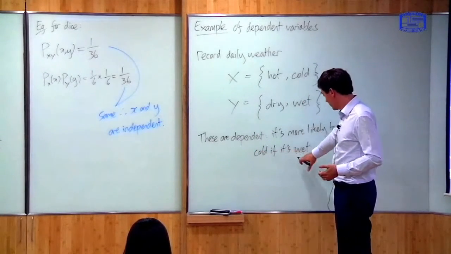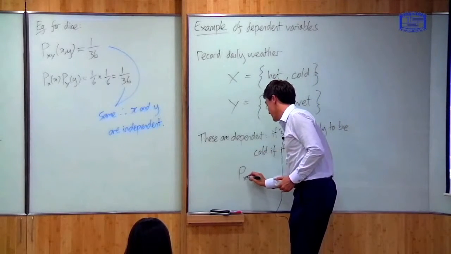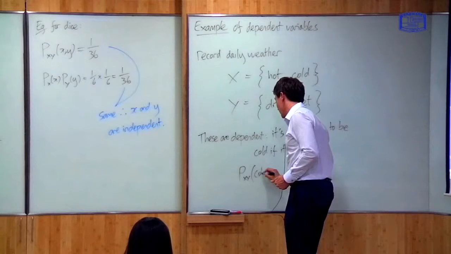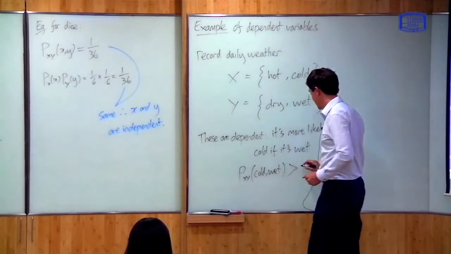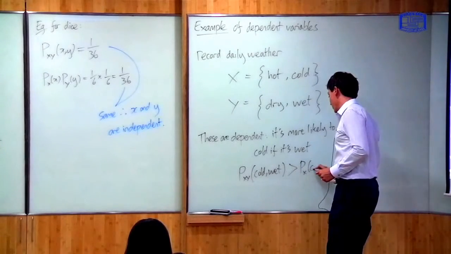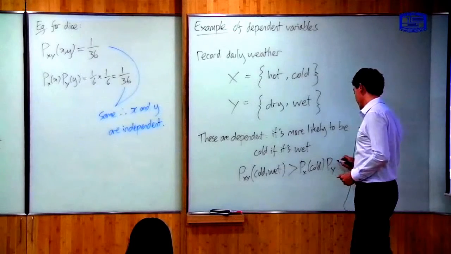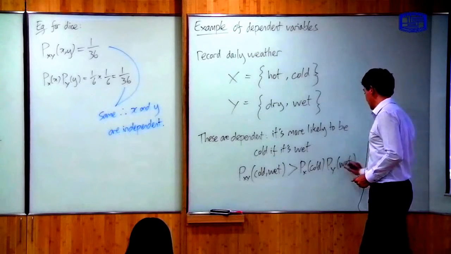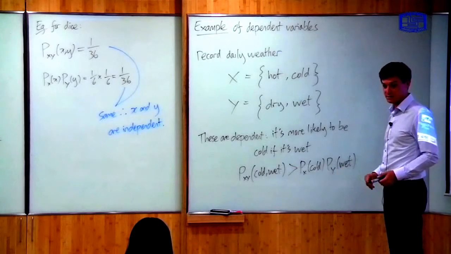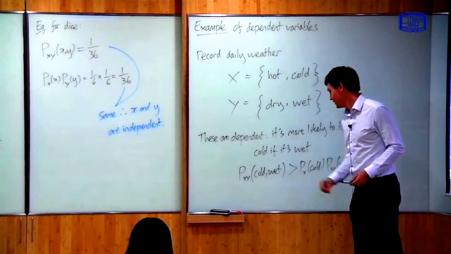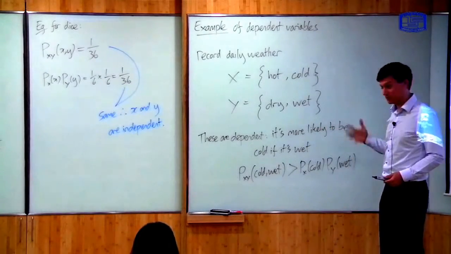And we can write this as an equation from the definition there: the probability of it being cold and wet is greater than just the probability of it being cold multiplied by the probability of it being wet. This is what it means for the two things to be dependent. It's more likely to be cold and wet than the product of the probability of being cold and the probability of being wet.